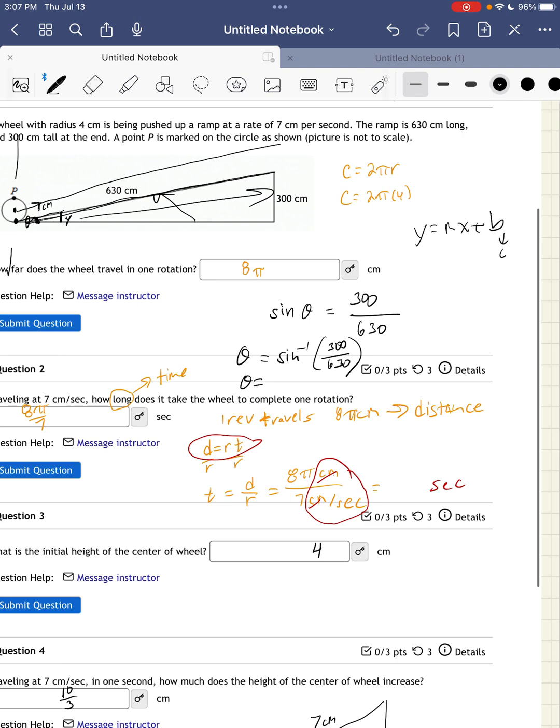So b would be 0, and all we'd have to do is figure out the slope. So the slope would be, and I keep looking at the 630 and thinking that it is the horizontal component here, but it's not. We could find this side by using the Pythagorean theorem, but I think it's just a little too time consuming.